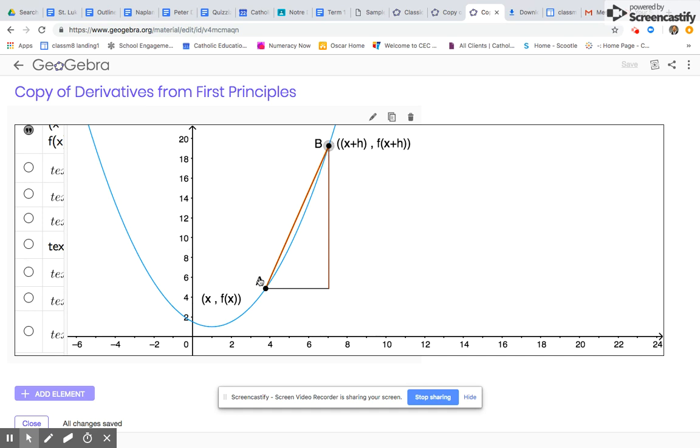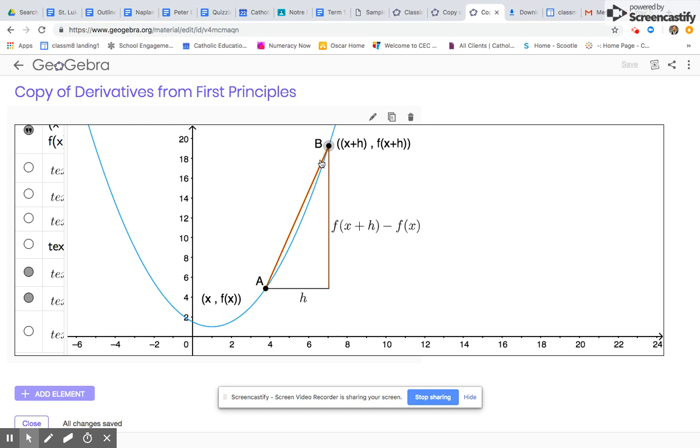So what is this length here? This length is h, because the difference between this value, x, and this value here, which is x plus h. What is the difference here? The difference is f of x plus h, this value here, minus f of x. So this length here is f of x plus h minus f of x, and this length is h.